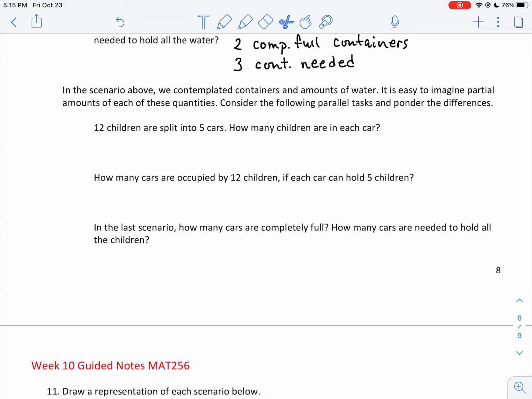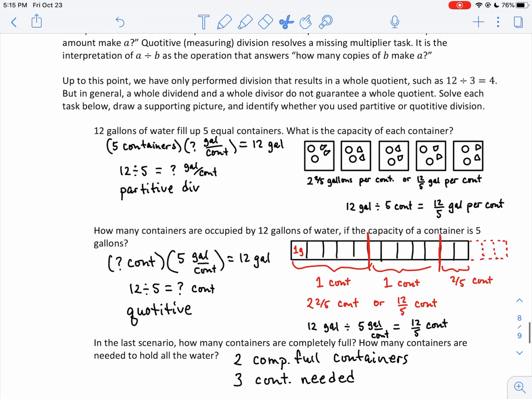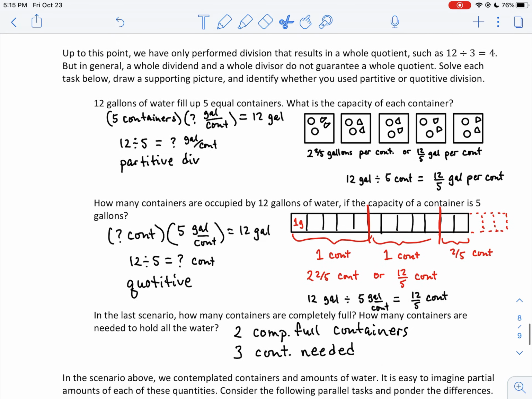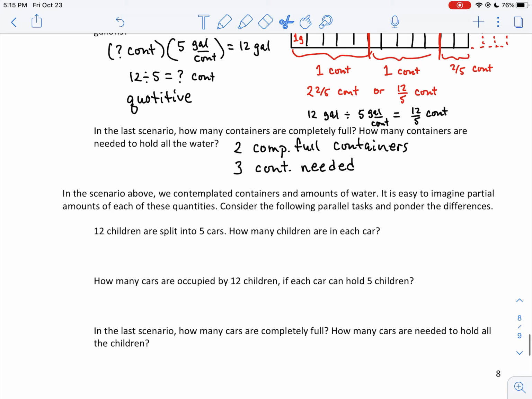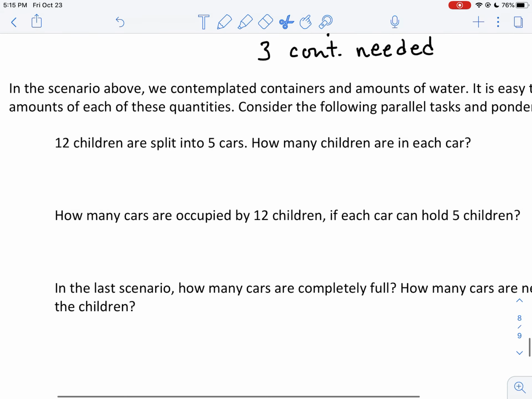In the scenario above, we contemplated containers and amounts of water. It is easy to imagine partial amounts of each of these quantities. Consider the following parallel tasks and ponder the differences. So I kept all the numbers the same, and even the partitive and quotative in the same order. The only thing I've changed is that instead of containers and water, we're talking about cars and children. So if 12 children are split into 5 cars, how many children are in each car?